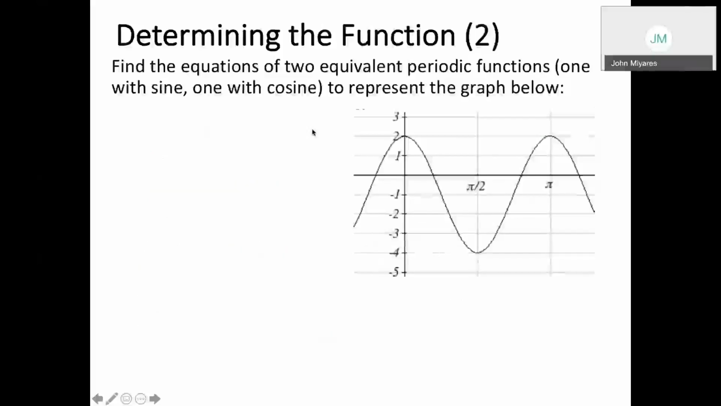One that perhaps you can try on your own. Find the equations of two equivalent periodic functions, one involving sine, one involving cosine, that represent this graph below. Go ahead and pause the video to see if you can try this one for yourself first. Just like the one on the previous slide, start by finding the axis of oscillation, then the amplitude, then the wavelength, then the phase shift.